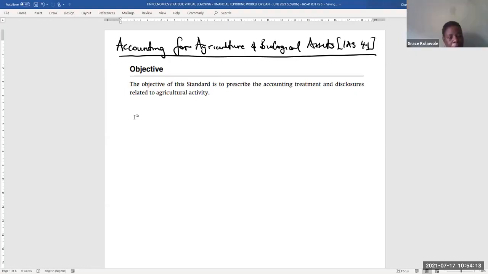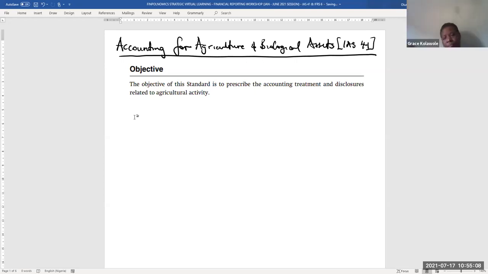Good morning, sir. Good morning, everyone. I'm even happy the time this topic is coming up. Currently, I have a client who is into agriculture, and I've been trying to read about it and study, to know how to treat some of the items. My expectation this morning is mainly on inventory valuation of agricultural products, then how to treat grants given by government to people who are into agriculture, and other disclosures and the recognition of their income. So my expectation is so high. Thank you.